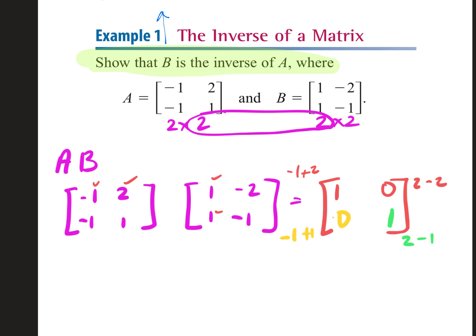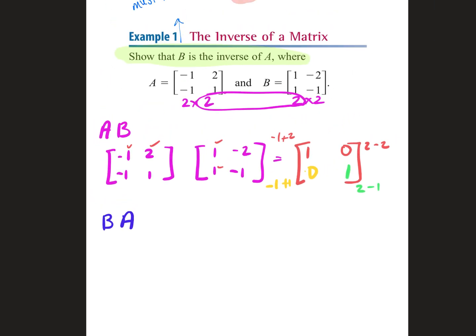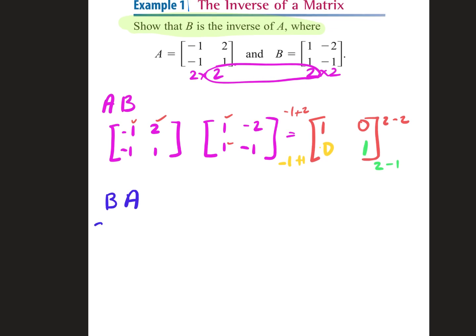Okay, perfect. Now, in order to prove for sure that these are inverses of each other, I now have to multiply which way? B times A. I got to go backwards. I'm going to have to say B times A. So rewrite B. B is 1, negative 2, going across 1, negative 2, 1 and negative 1, right? Times A, negative 1, 2, negative 1, 1.